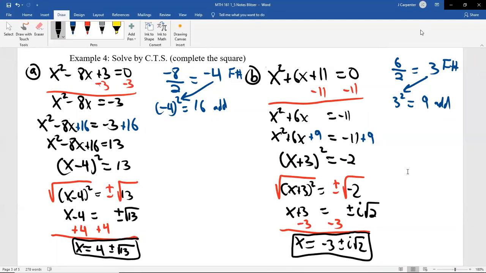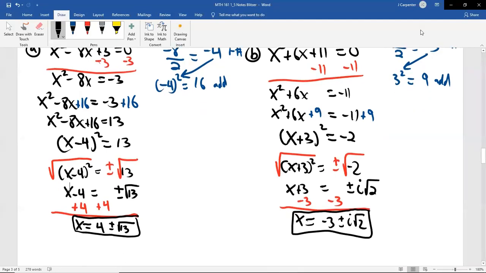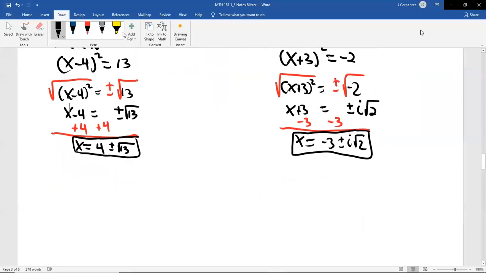All right, so what's a problem that this would suck on? I'm going to start this one, and I will write the answer. I'm going to say C, finish on your own if you like. Let's go with 2x squared minus 20x minus 5 equals 0.